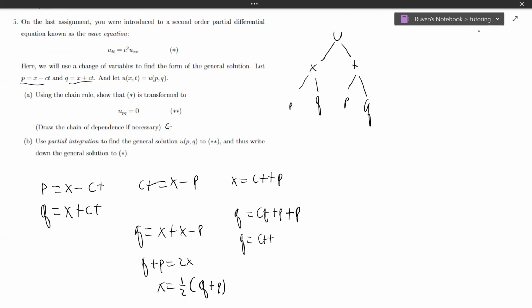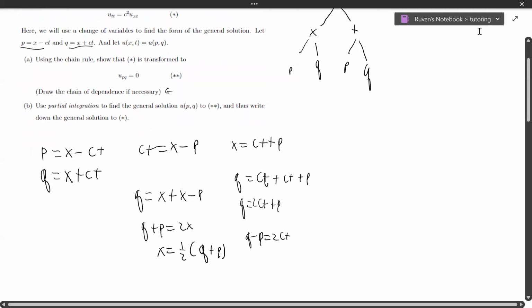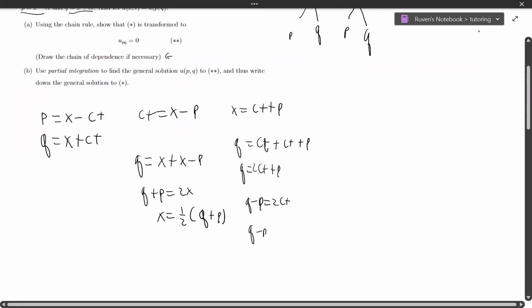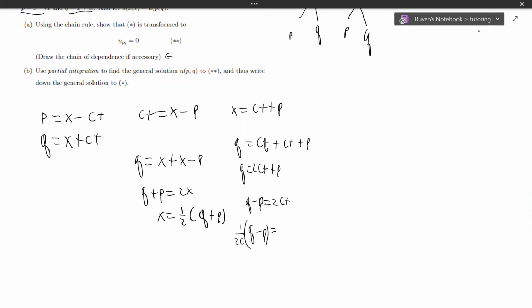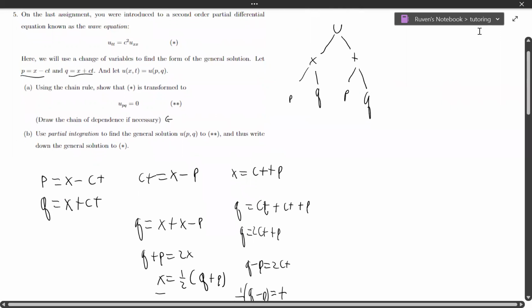I messed up somewhere. Give me a sec. x is equal to ct plus p. So it actually should be ct plus ct plus p. So then it's 2ct plus p equals q. q minus p is equal to 2ct. q minus p divided by 2c is equal to t. And there you go. Now we've isolated for t and for x.